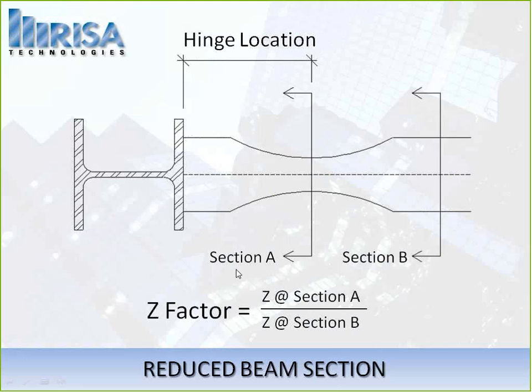Now, if we take a look here, there's a Z factor value, and that relates to the Z, the plastic modulus, at section A versus section B. You can see this is the point of most reduced beam section, and this is just the standard beam. And so this is going to basically account for how much of the flange we've coped out, and therefore how much rotational stiffness we're going to be losing in the beam. And then we take a look at the hinge location up here. This is the distance from the center of this coping away from the face of the column flange.